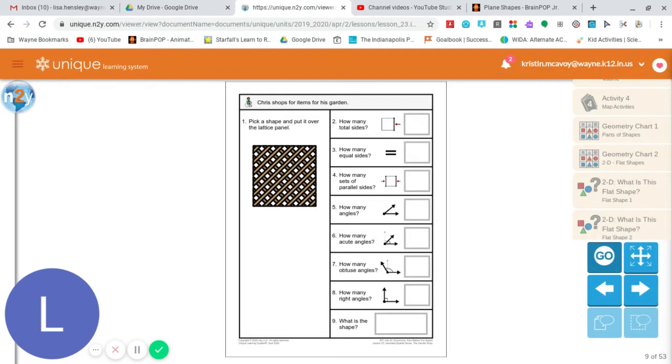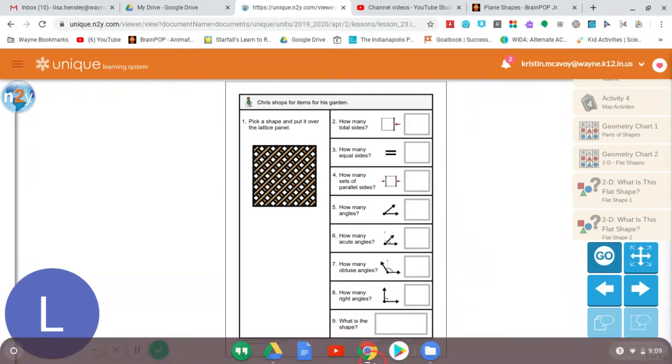All right, this is the page that you are completing today. It says that Chris shops for items for his garden. So here is a lattice panel. You can use that shape from page 25 and put it over the lattice panel to help you know the shape. And there are 9 questions here, okay?